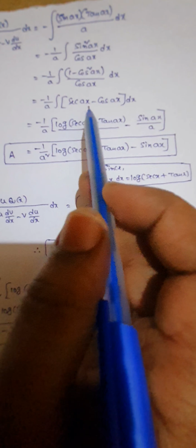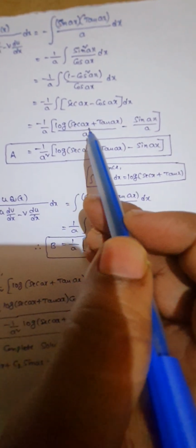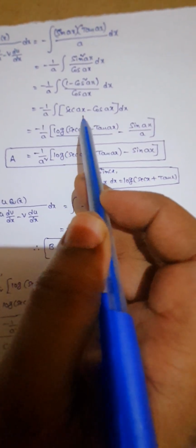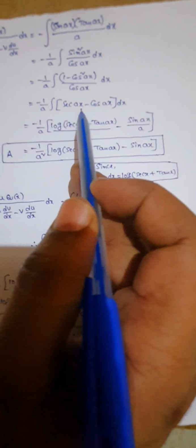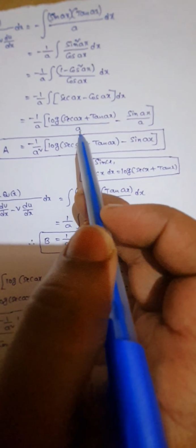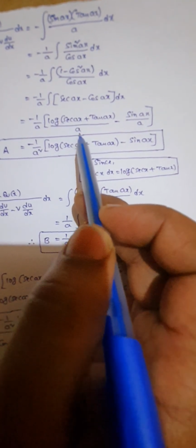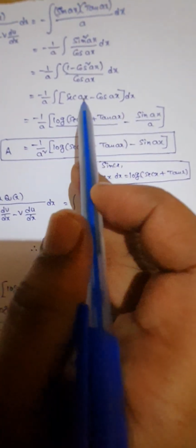Let us imagine ax as theta. Integral secant theta d theta. Therefore here the formula will be log secant ax plus tan ax, divided by the derivative of the term which we have taken as x previously. Ax we have taken as x, therefore the derivative of ax is a. Then minus.